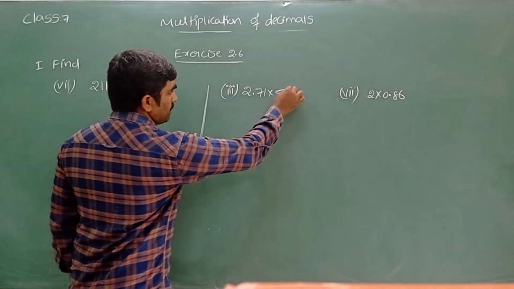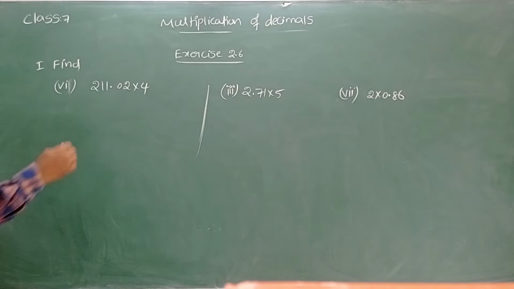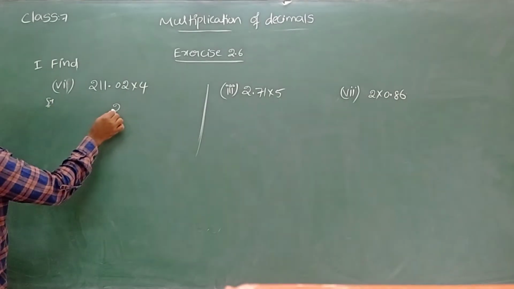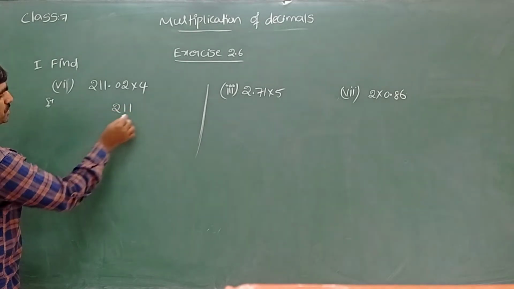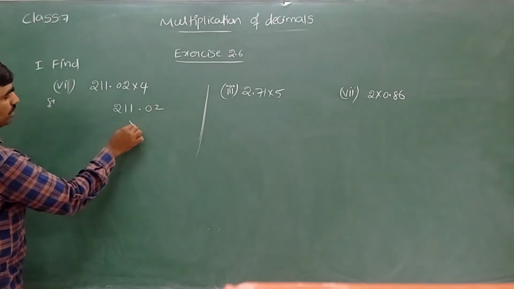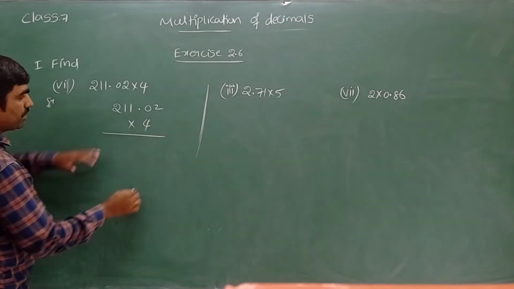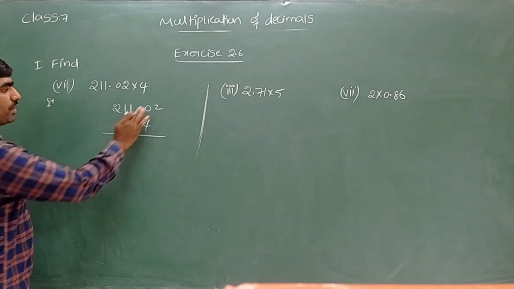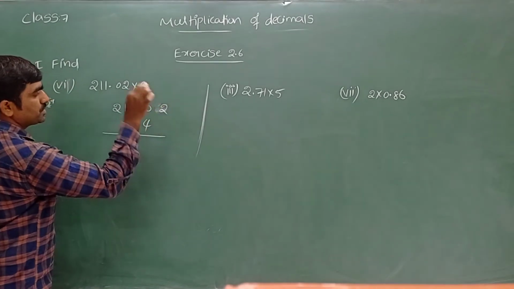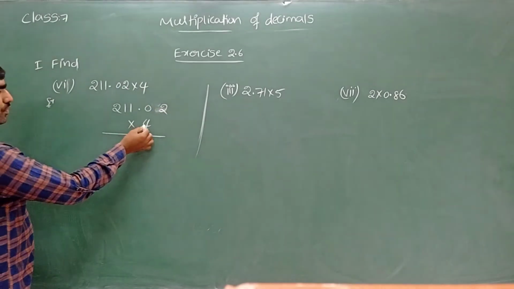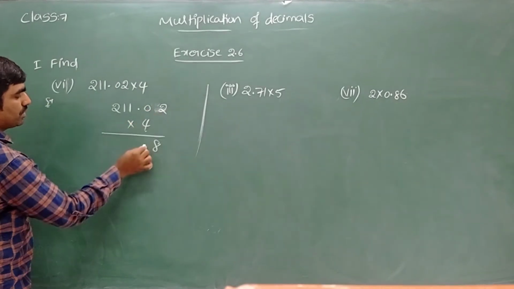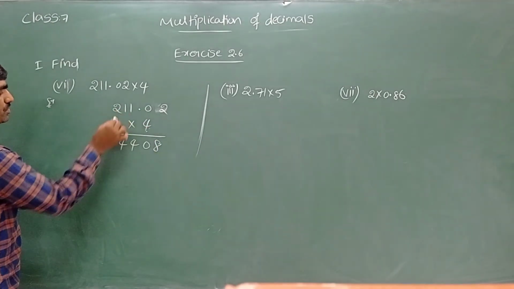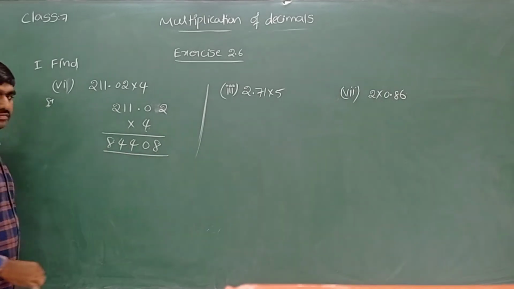Just now we completed examples. Now based on that knowledge, let's try this. Solution schema: we can multiply them just like whole numbers. 211.02 into 4. First we multiply them just like whole numbers. After that you think about the decimal point. See, 4 2s are 8, 4 0s are 0, 4 1s are 4, 4 1s are 4, 4 2s are 8. I got the result.